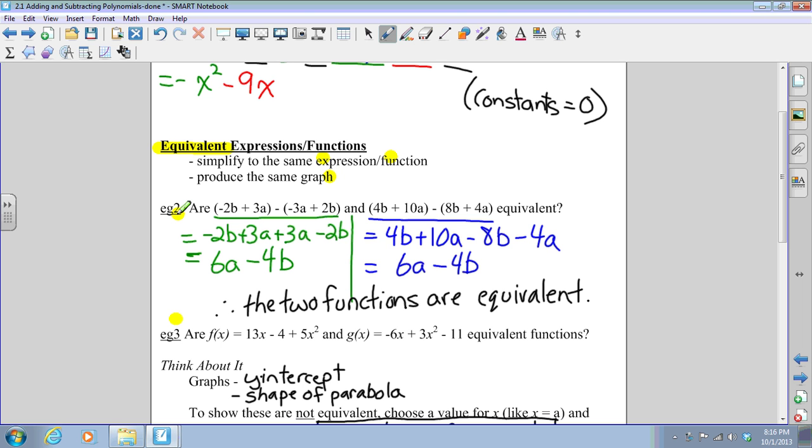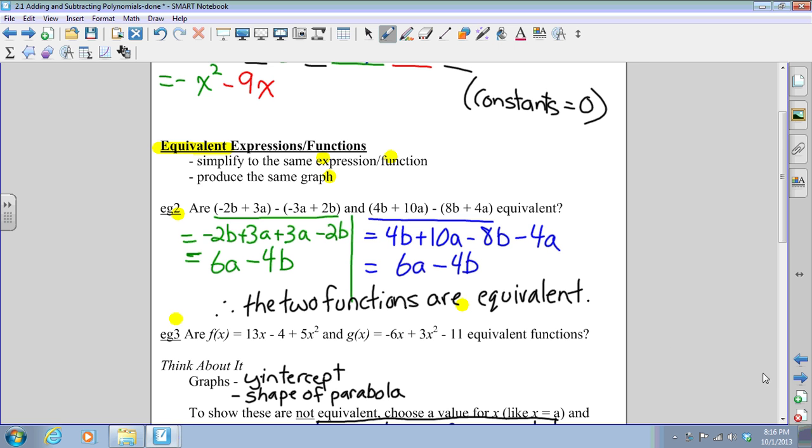Taking a look at example 2 here, ladies and gentlemen, it asks, are these two expressions equivalent? So what we're going to do is simplify the left part, and it becomes 6x minus 4b, and we simplify the right part in the blue. And in fact, what do we notice about those two? They have the same expression, so therefore these two functions are, in fact, equivalent.